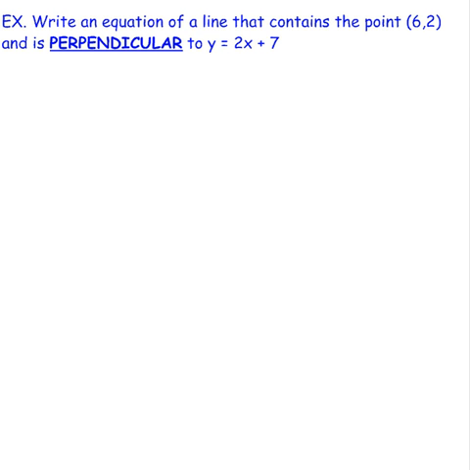All right, write an equation of a line that contains the point 6, 2 and is perpendicular to y equals 2x plus 7. Okay, good deal. Perpendicular. New form here. Perpendicular slopes are opposite reciprocals. That's important. We can't just use any slope that we want. It has to be the opposite reciprocal of what's given. So let's find their slope. Their slope is 2.